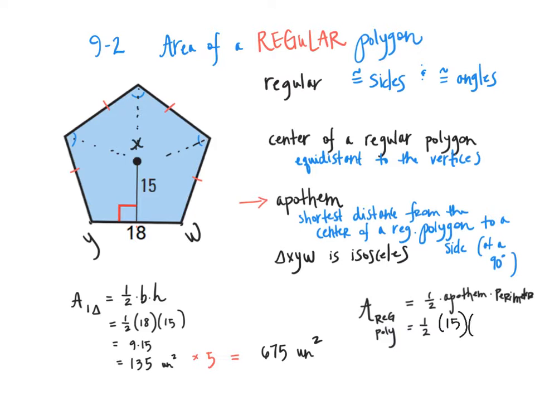And then can you find the perimeter of that pentagon? Well, there's 5 sides, and each side is 18, so the perimeter there would be 90. Well, then when you multiply, we can do half of 90 in our heads. It would be 45 times 15. Not surprisingly, you're going to get the same area, 675 units squared. And there you have the area of a regular polygon.